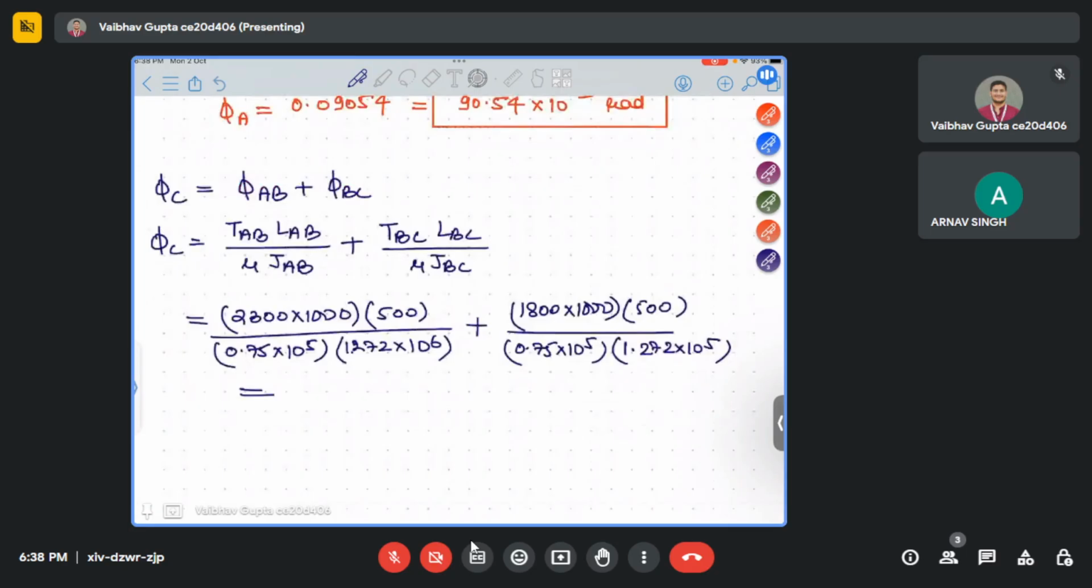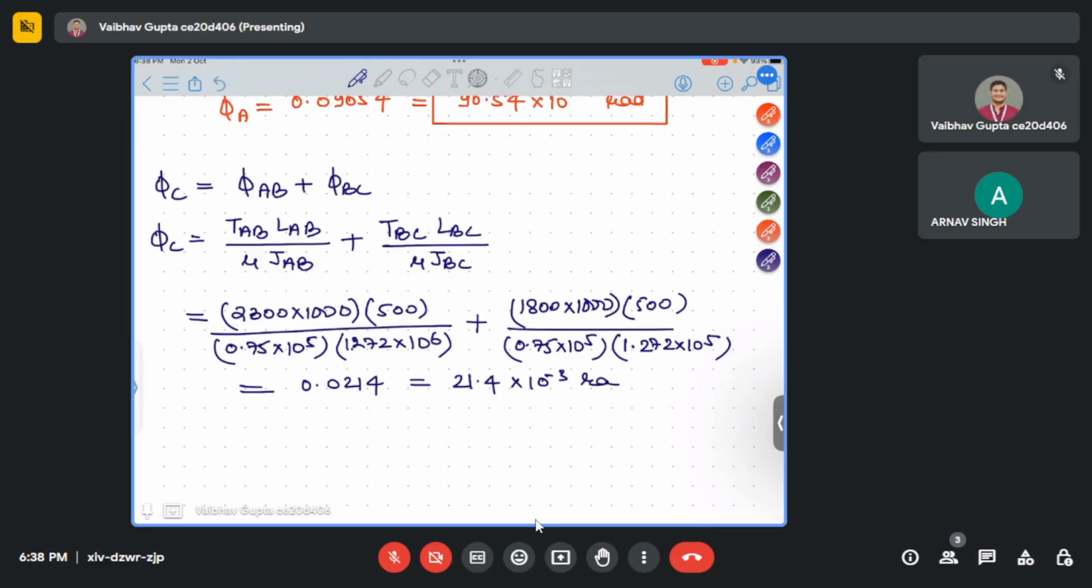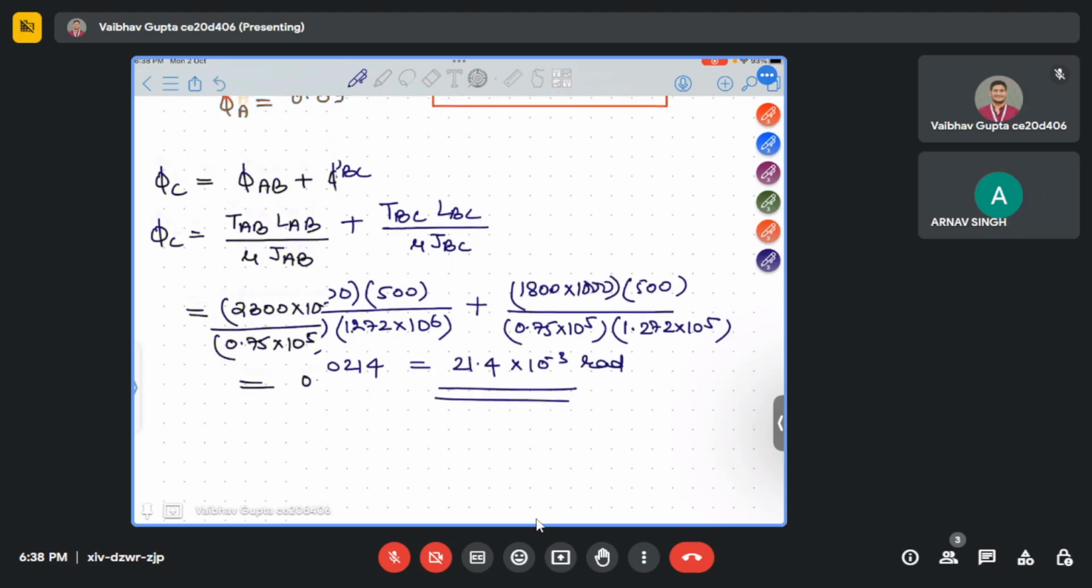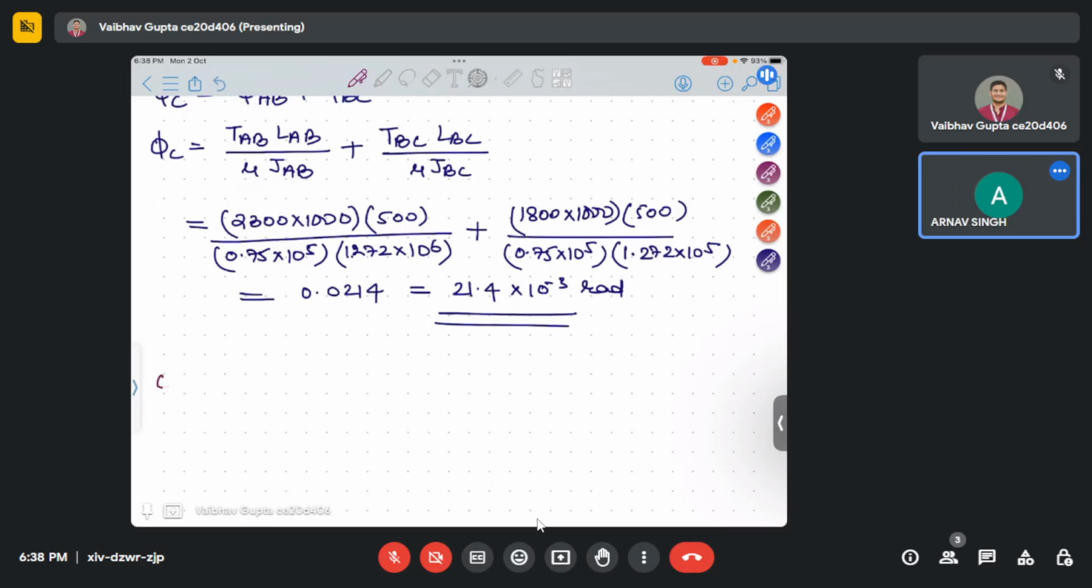So if you calculate all these things, you will get 0.0214, which is equal to 21.4 into 10 to the power minus 3 radian. Okay, got it? Any doubt? No, sir.